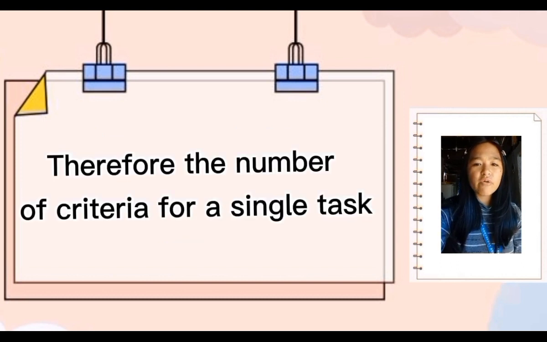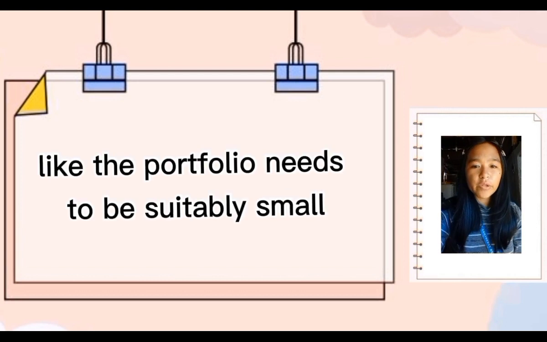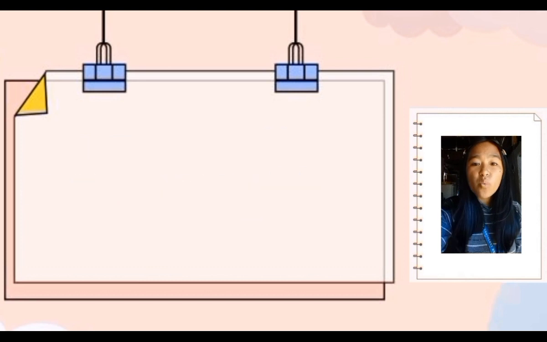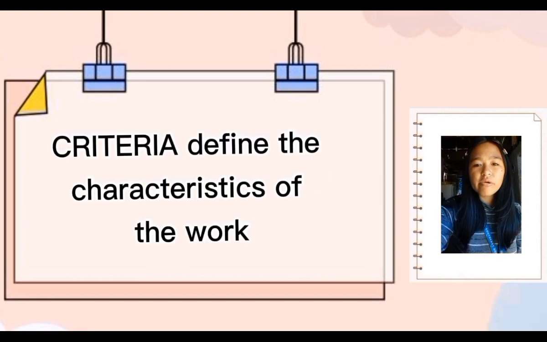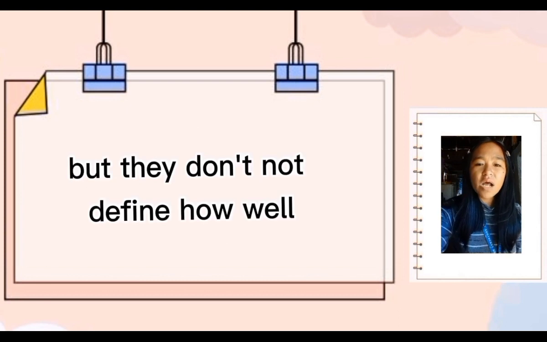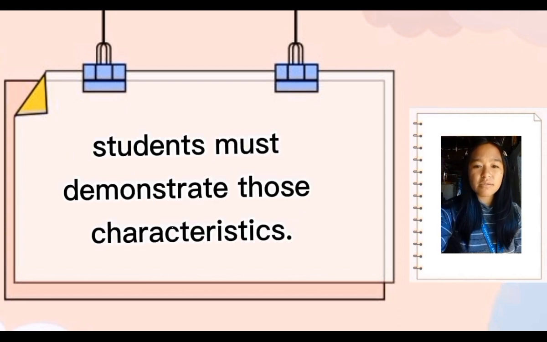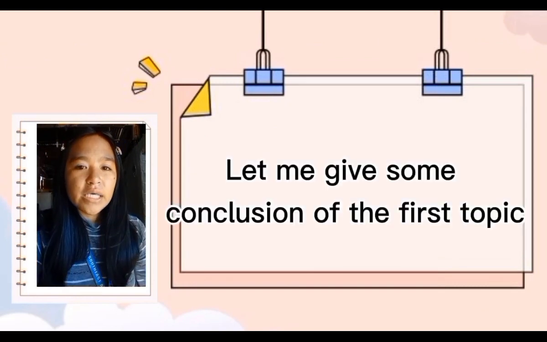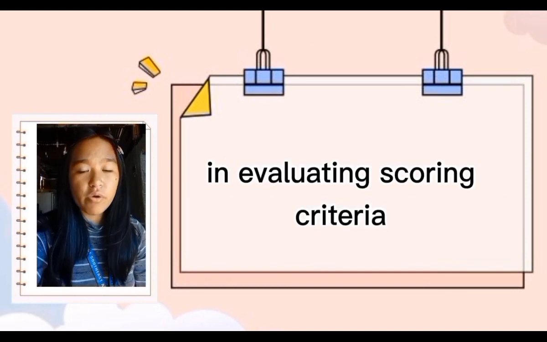Therefore, the number of criteria for a single task, like the portfolio, needs to be suitably small in order to enable students to clearly understand what is expected of them. Criteria define the characteristics of the work or performance, but they do not define how well students must demonstrate those characteristics. Now it is clear for us. Let me give some conclusion of the first topic, evaluating scoring criteria.